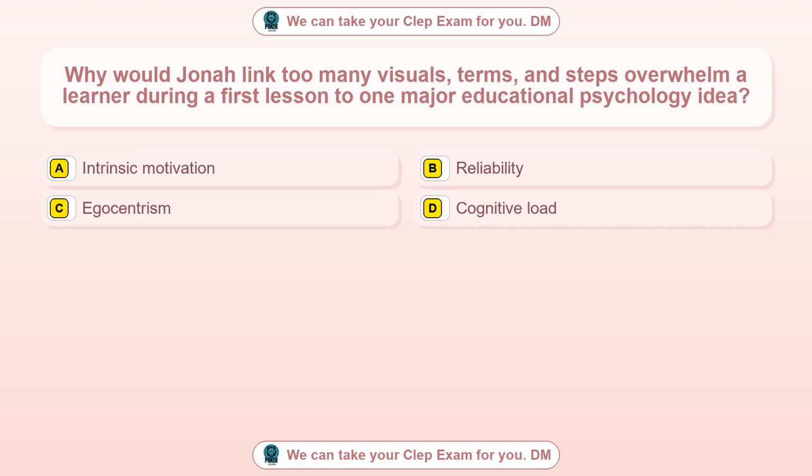Question 45. Why would Jonah link too many visuals, terms, and steps overwhelming a learner during a first lesson to one major educational psychology idea? Option A, intrinsic motivation. Option B, reliability. Option C, egocentrism. Option D, cognitive load. The correct answer is option D, cognitive load.